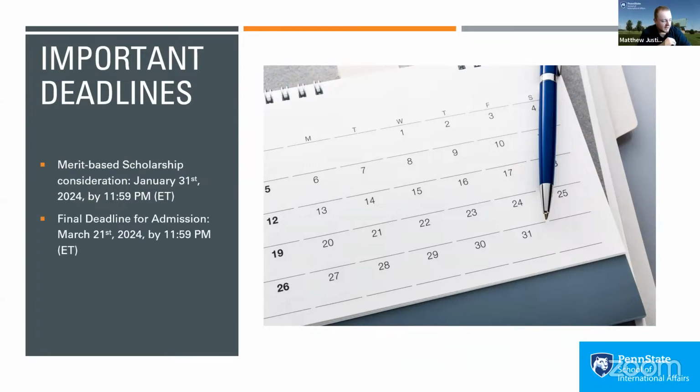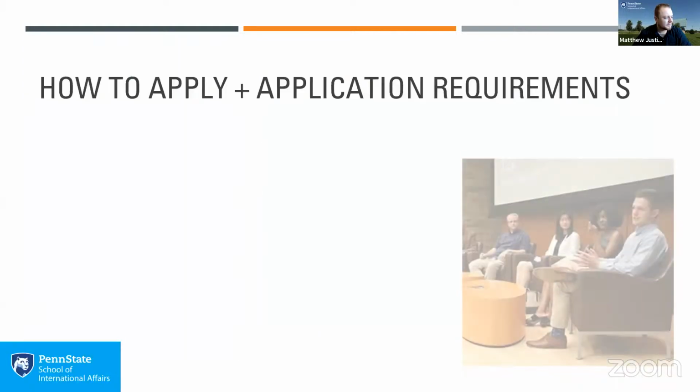Our final deadline for admission is March 21st, 2024. Again, we can't guarantee at this time that there will be any scholarships available. It's likely that there won't be. And we can't guarantee that there will be seats available. Typically at around this time, our class is full, but there could be some seats available. Really focus on that January 31st deadline. After March 21st, admission is rolling, and it's really based again on seat availability.